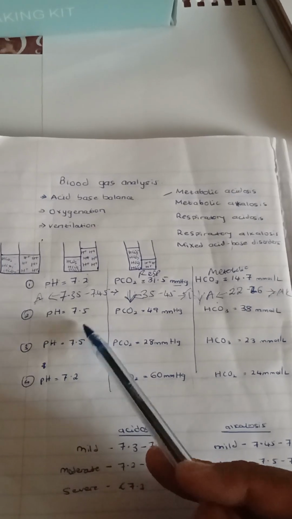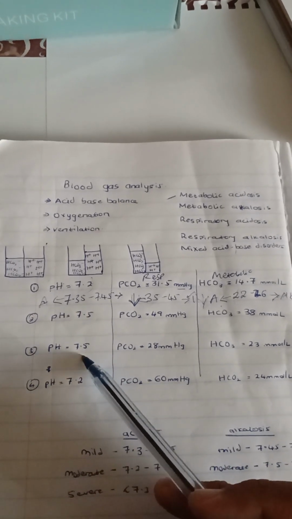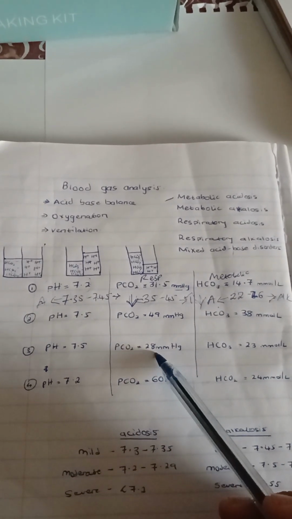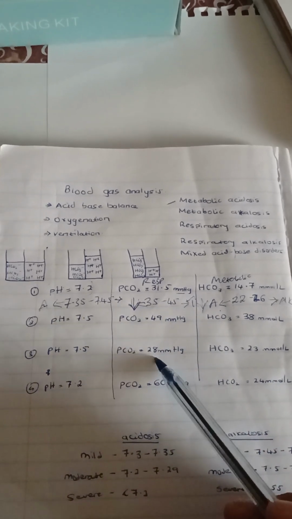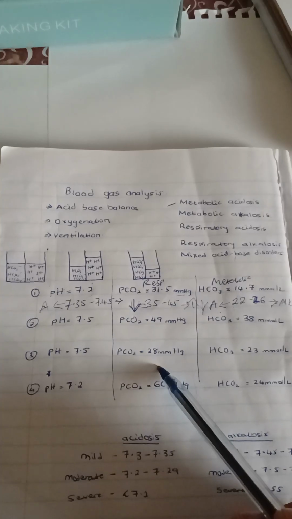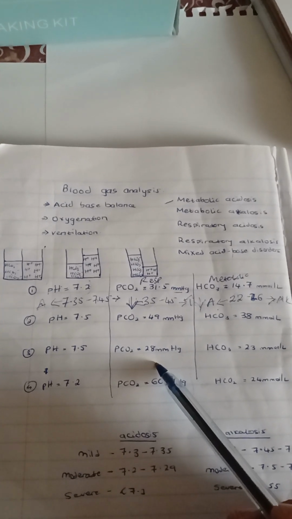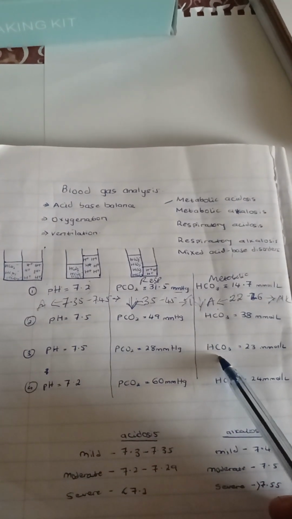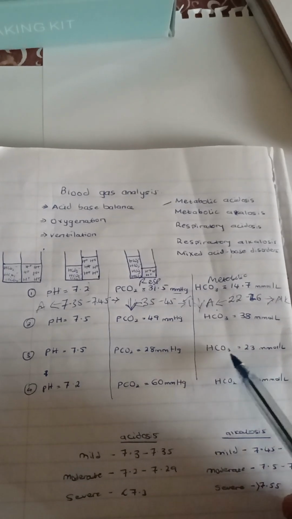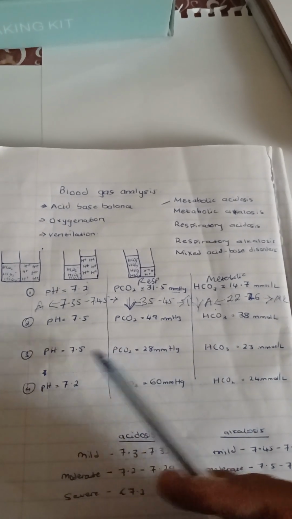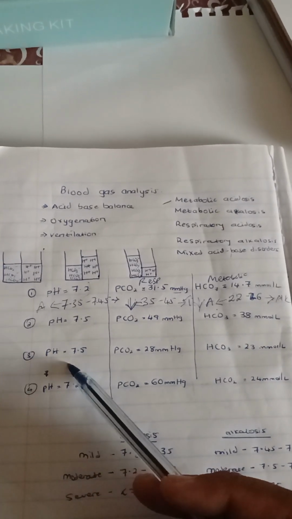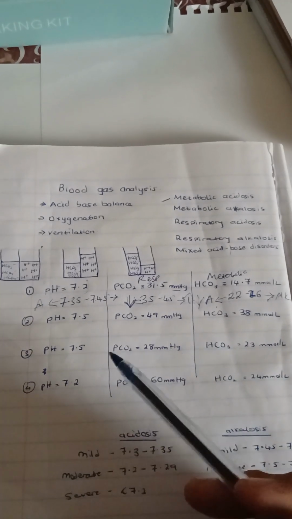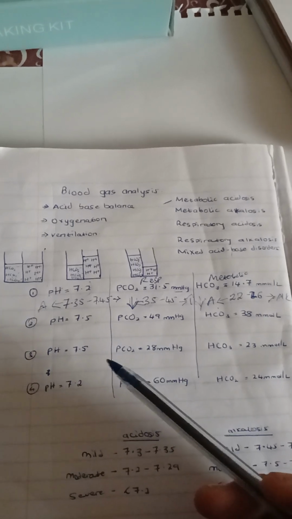pH is 7.5, similar to the last one. So that is alkalosis, more than 7.45. Now look at PCO2. It's 28. It's lower than 35. So the acid is going down. If acid goes down, we have more alkali. So it's the one that's causing the alkalosis. What's the problem in bicarb? Bicarb is normal. So it's PCO2 that's causing the alkalosis. So it's respiratory alkalosis. In this state, the bicarb can be normal, or it can also go lower to compensate, to bring back the pH to normal.